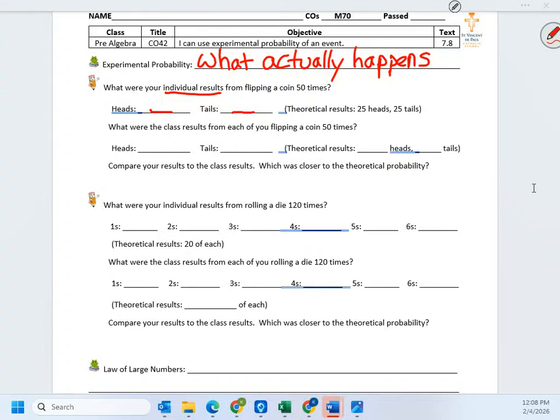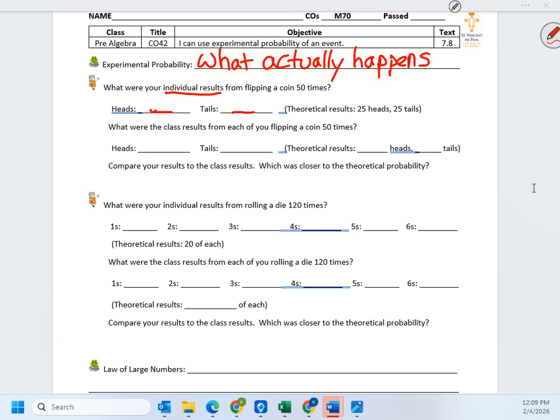So Hunter, you're going to have to do this at home. You'll flip a coin 50 times and put tally marks in those boxes on CO41, and then you're going to write in your results on CO42. When we get to the class results, Hunter, we didn't include you in it because you weren't here yesterday, but you can write down what the class results are with us. So you should have your own individual numbers for heads and tails.